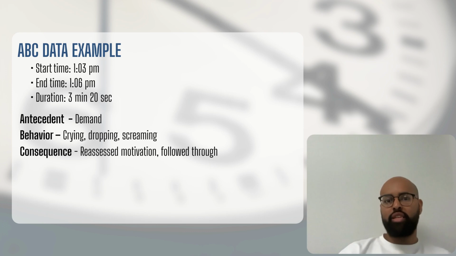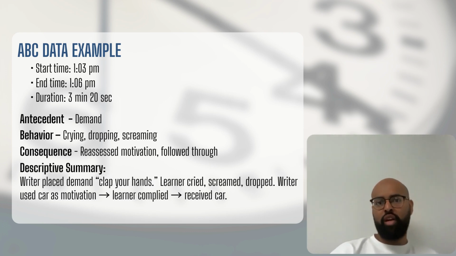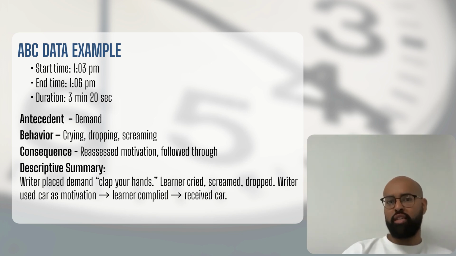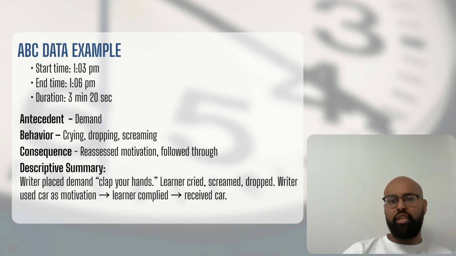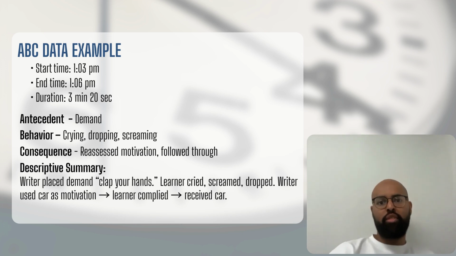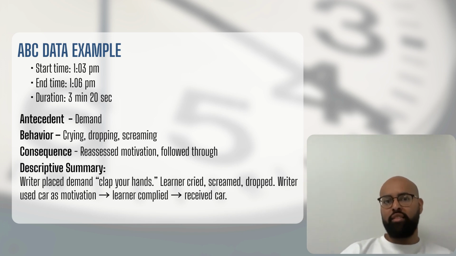Here's how that might look in the descriptive summary. The writer placed the demand, clap your hands. The learner then cried, screamed, and dropped to the floor. The writer used the learner's toy car as motivation. As a result, the learner complied by clapping their hands and then received the car as reinforcement.